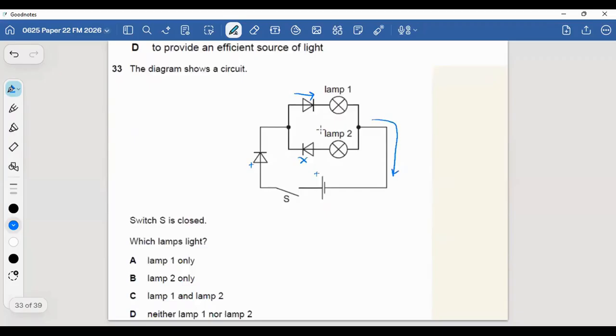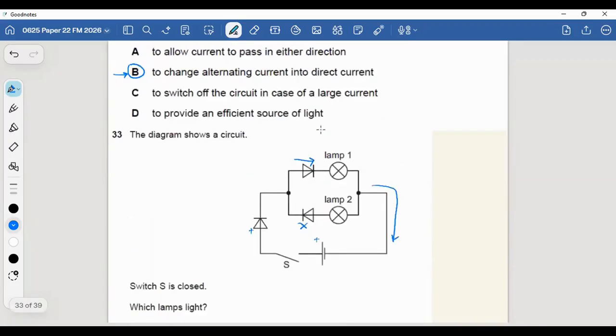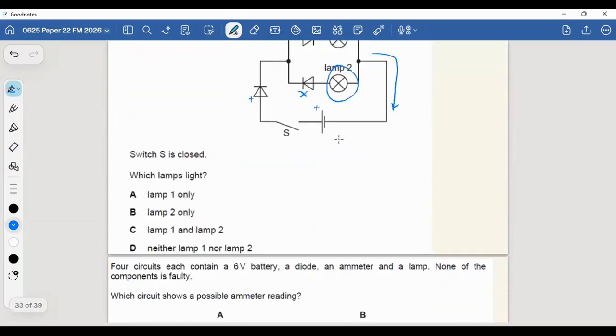The switch S is closed, which lamp is lit? And we know that lamp 2 will not light up, and lamp 1 will only light up. So the perfect option is lamp 1 only.